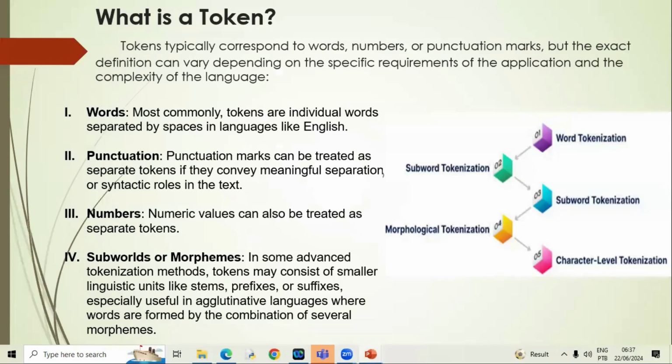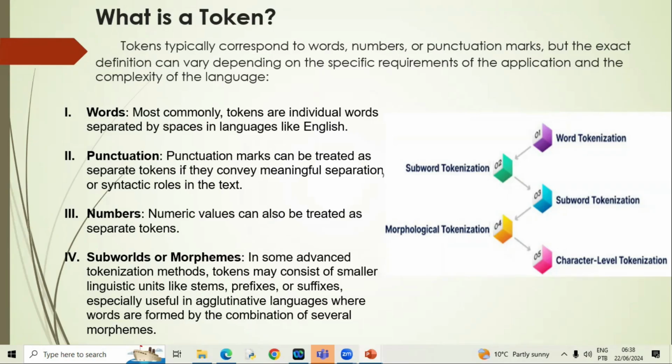Tokens typically correspond to words, numbers, or any punctuation mark. But the exact definition can vary depending on the specific requirements of the application and the complexity of the language. Now, each language has its own structure. In English, when we put a dot, we understand the sentence stops there. In Odia, when we put a bar, we understand the sentence ends there, right? Likewise, every language has its own way of stopping, its own way of words and meaning.